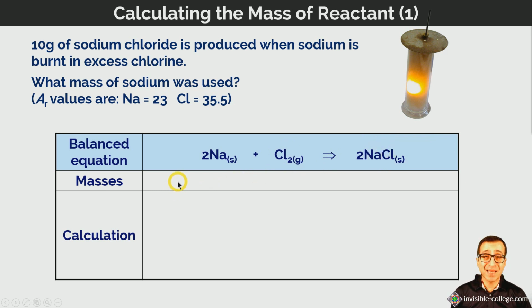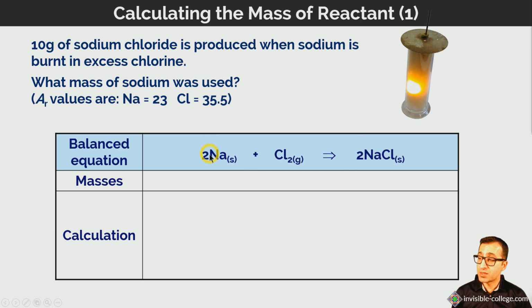And so if we consider the masses involved in this, if we had 2 moles of sodium, we would have 2 times the relative mass of sodium, which is 2 times 23, which gives 46 grams of sodium. The relative formula mass of chlorine here, or the relative mass of a chlorine molecule, is going to be 2 times 35.5. And so if we're trying to work out just the sodium, we don't really need to consider the chlorine. We just need to consider the ratio between the sodium and the sodium chloride.